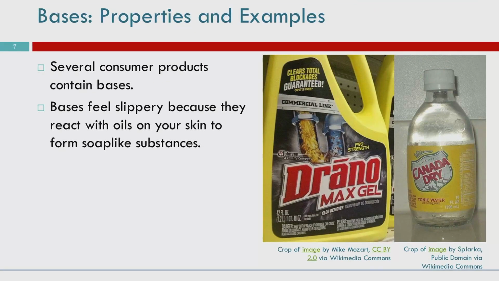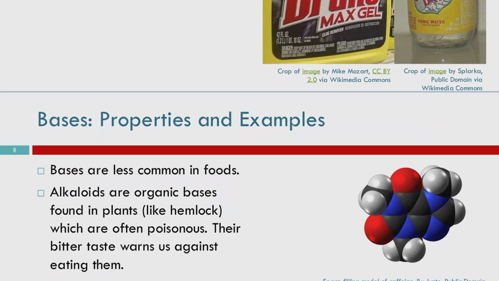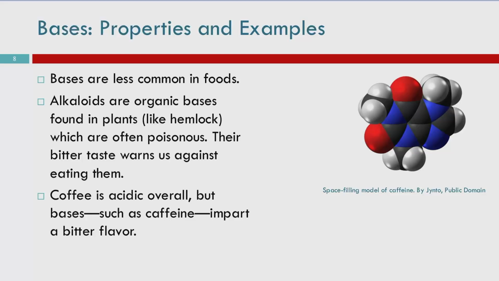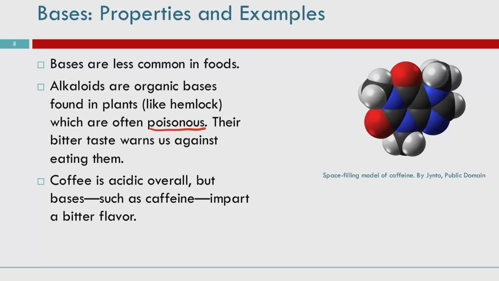Bases show up in a bunch of products like Drano and tonic water. Bases are not as common as acids in foods. Alkaloids are a type of organic base that are often poisonous. Obviously, poisonous is bad. And that bitter taste may have developed as a way of identifying that, hey, we shouldn't be eating this because it's bitter, and bitter things, like alkaloids, are often poisonous. But coffee has some bases in it, some bitter compounds in it, and so we drink it anyway.